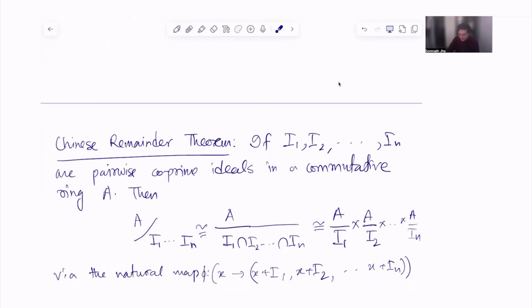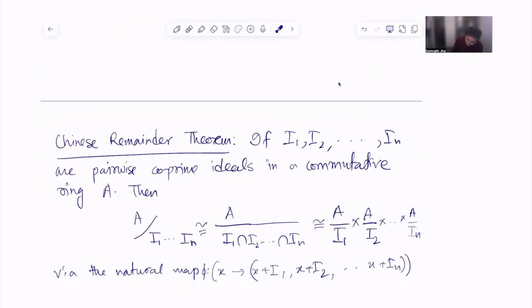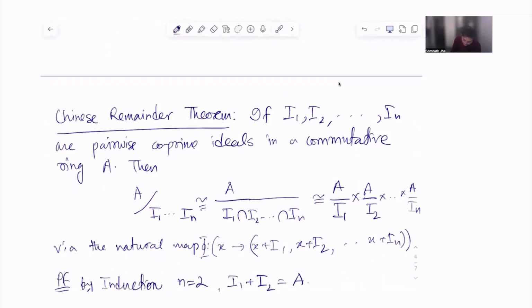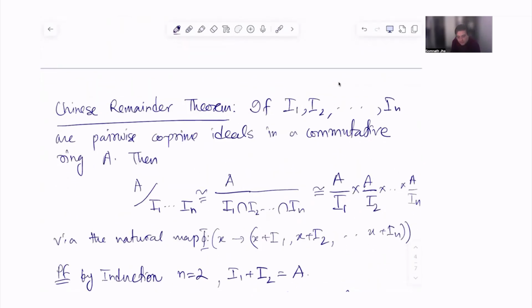And not only are these isomorphic, they are isomorphic via the natural map. What is the natural map? It is the map phi which sends x to its equivalence class, the cosets x plus I1, x plus I2, ..., x plus In. This map gives an isomorphism. The proof is by induction. First we will prove it for n equal to 2, and then we will do the general case.